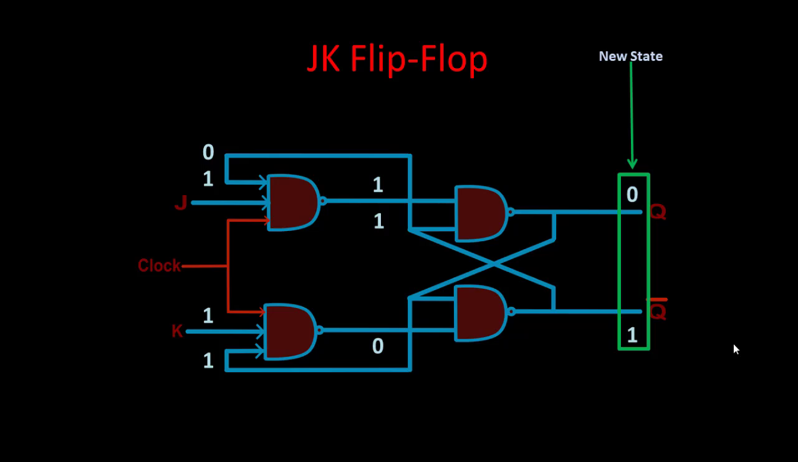So if we continue this operation with every clock pulse, the output will flip from 0 1 to 1 0, 0 1, 1 0. This state is called the toggle state. So this is how the JK flip flop works. Now let us simulate this using the simulator.